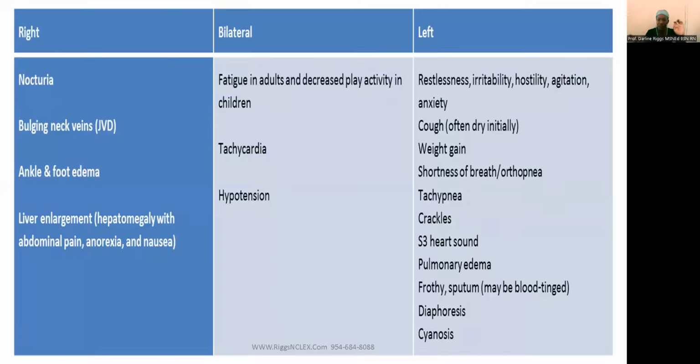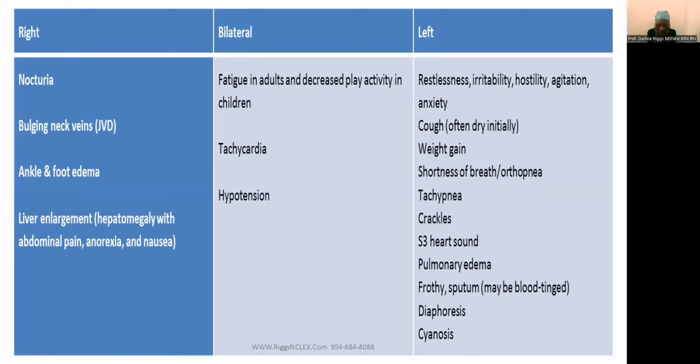So now this is a nice comparison of right-sided, left-sided, and bilateral. So recap, okay? Right-sided, they're going to have the nocturia, the JVD, which I showed you a picture of, the edema, the systemic impact with the liver enlargement, which is hepatomegaly, abdominal pain, anorexia, nausea. That is all right-sided. Please, please, please be very familiar with this.